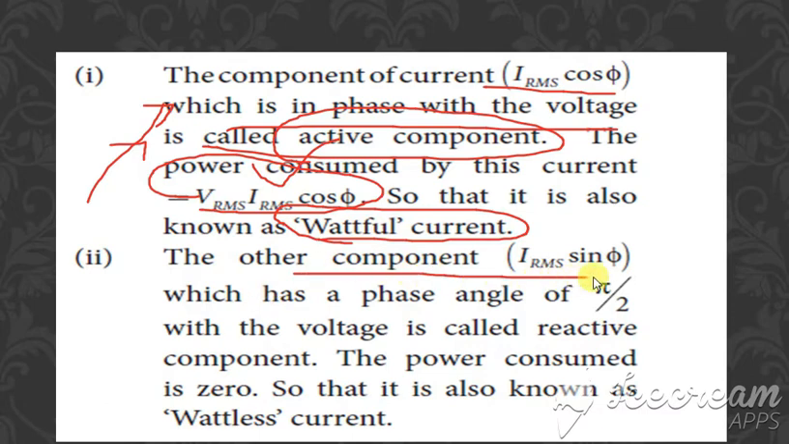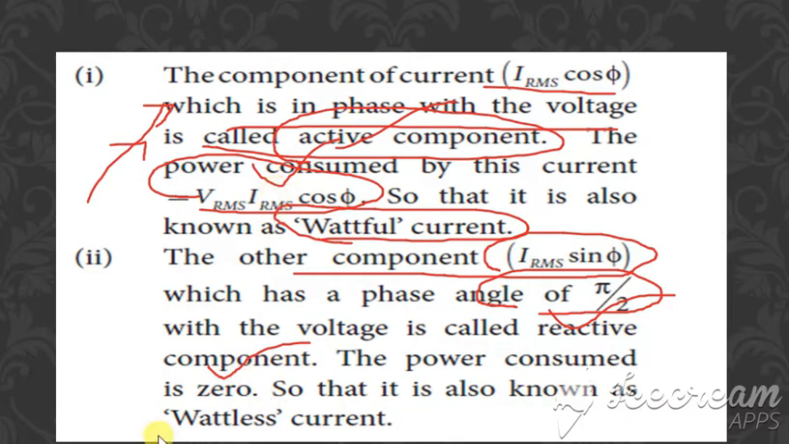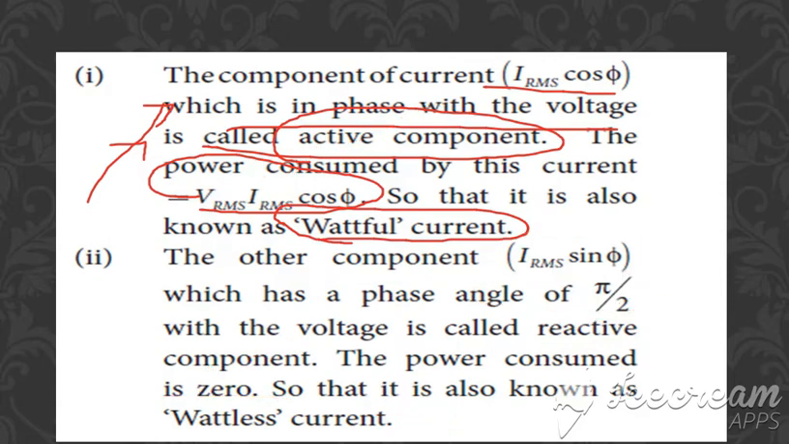Next, the other component is IRMS into sin phi. The angle here is pi by 2. The earlier one is the active component, and this is the reactive component. So what is the power here? The power here is 0. Since there is no power, it is called a wattless current.